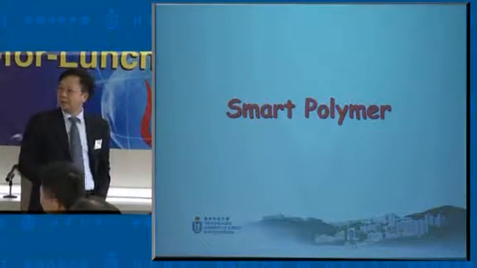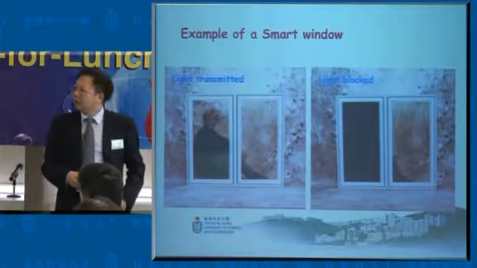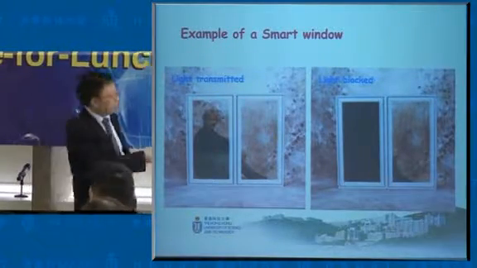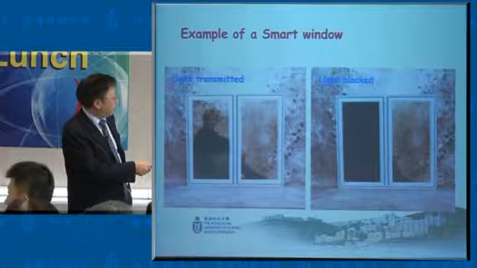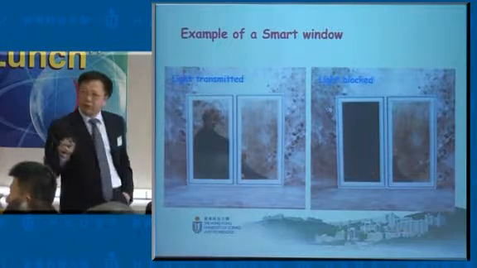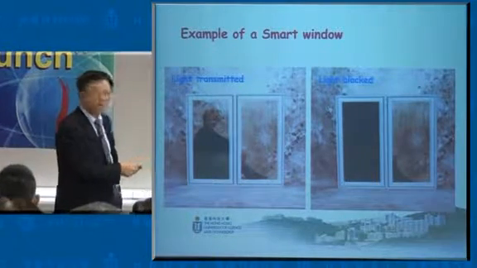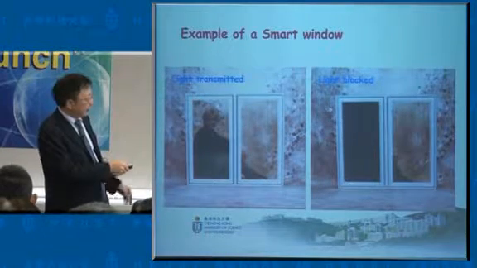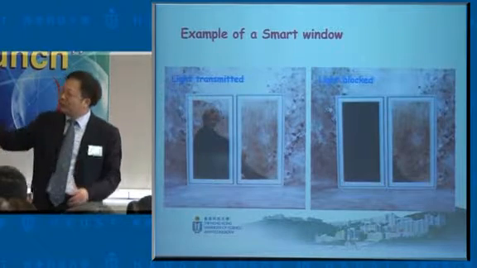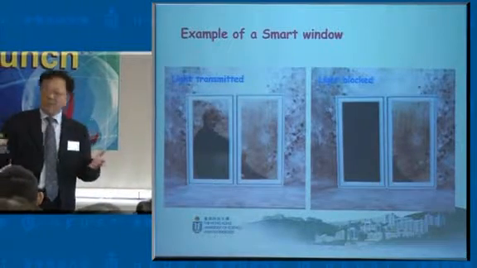Okay, next one. I'm still saying smart polymers. So what are smart polymers? Here's a demonstration of smart windows. For this window, you have to use a device like this. You can see it's a window with 2 panels. With no electric field, no voltage applied, you can see light can transmit. But if you apply an electric field to the left panel, it turns black. That means you can change from transparent to dark. So we call it a smart window.